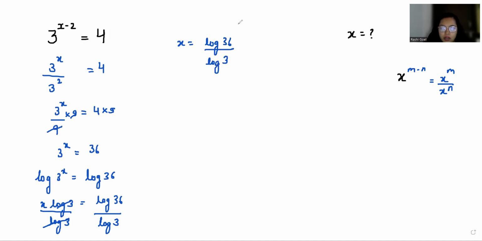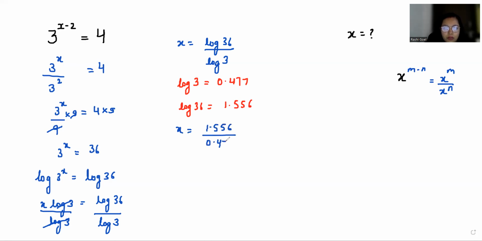You can leave this here if you don't know about the values of log, and if you know the values, you can put them. So the value of log 3 is 0.477, while the value of log 36 is 1.556. So x is equals to 1.556 by 0.477, which gives the value of x as 3.26.